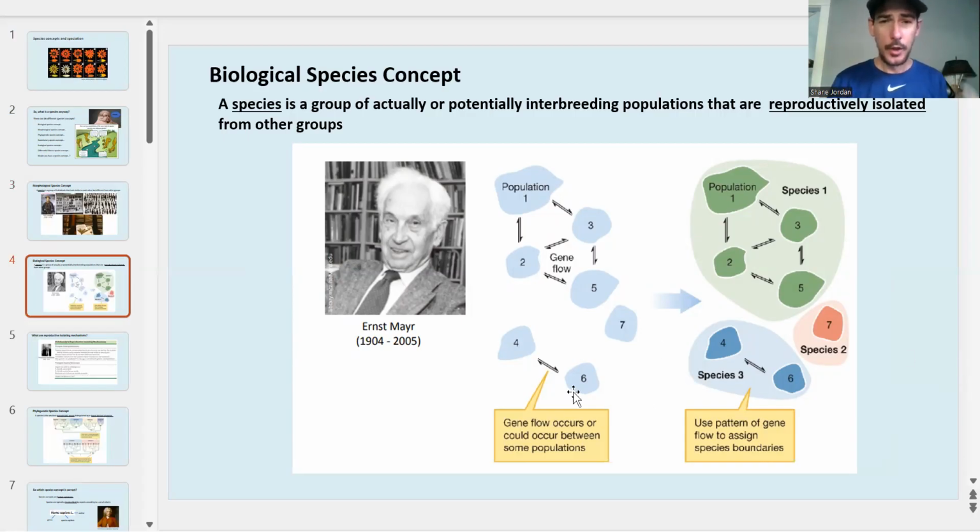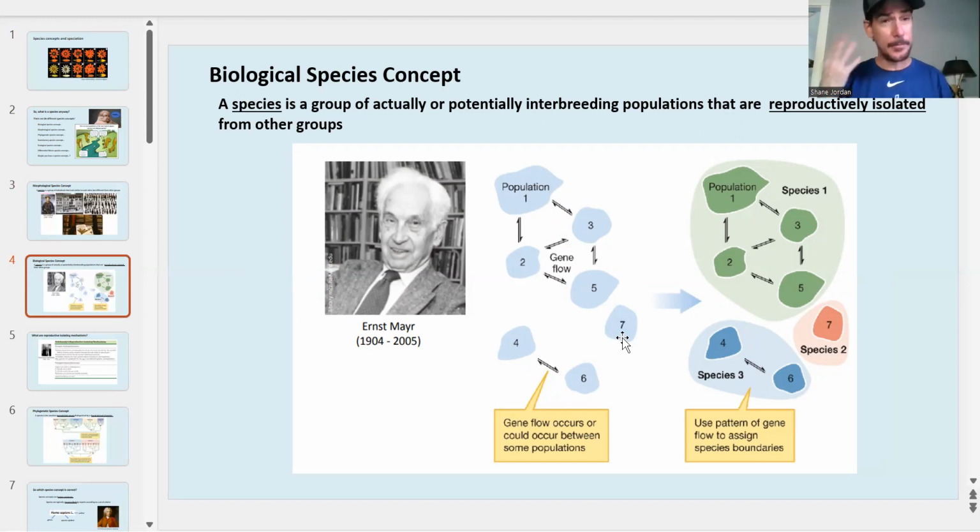And we can look at this cartoon here that describes what this situation looks like in a spatial context. We have these 7 hypothetical populations, but not all of these populations have gene flow between them. Maybe populations 1, 2, 3, and 4 share genes, populations 4 and 6 share genes, and maybe population 7 doesn't share genes with any of the others.